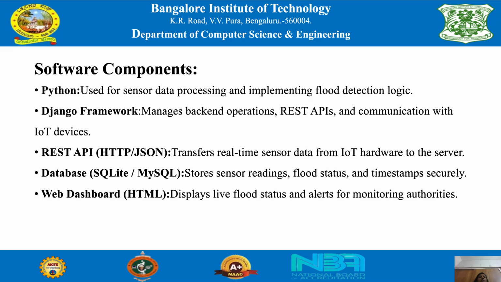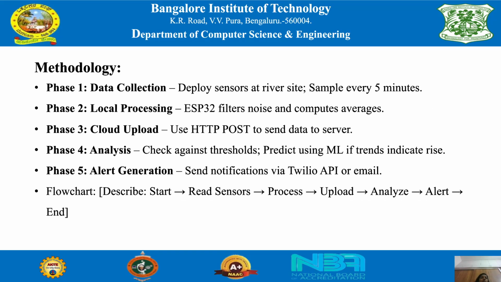So the software components that I used in this project are Python, used for sensor data processing and implementing flood detection logic. The Django framework manages backend operations, REST APIs, and communication with IoT devices. The REST API transfers real-time sensor data from IoT hardware to the servers. The database, SQLite or MySQL, stores sensor readings, flood status, and timestamps securely. Web dashboards, which are in HTML, display live flood status and alerts for monitoring authorities.